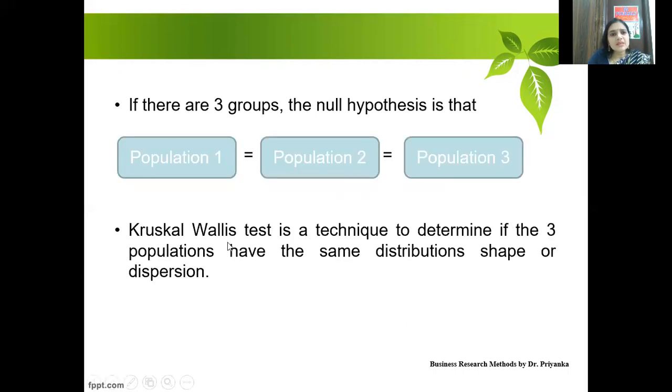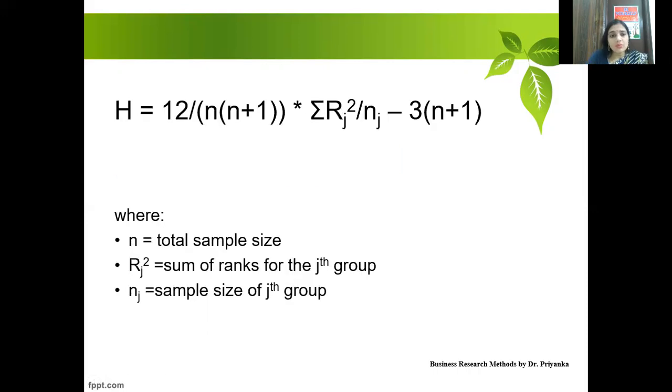Here we can state things like this. The null hypothesis is population 1 is equal to population 2 is equal to population 3. So Kruskal-Wallis test is a technique to determine if the 3 populations have the same distribution shape or dispersion, right? So we'll be calculating the values with the help of this formula.